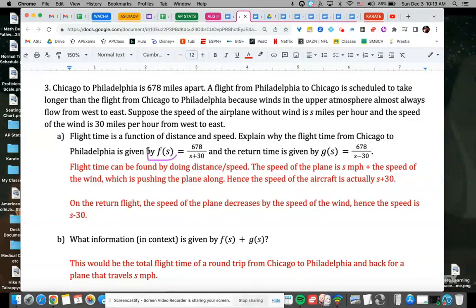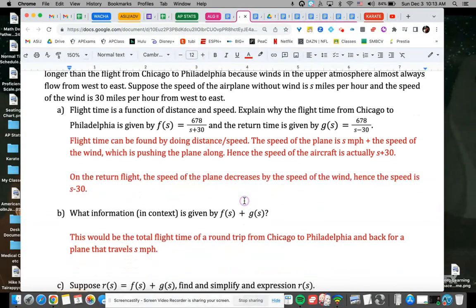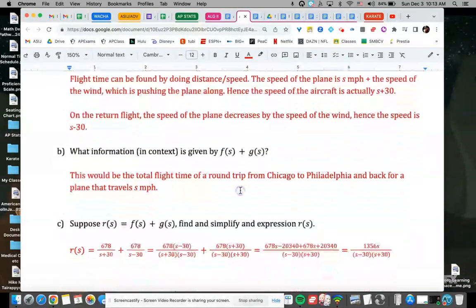They're just trying to figure out. So F is the time. It's the time in hours. So they're asking, what does F represent, right? Well, this is the flight time going one way with the wind behind you. And then G is the flight time going back with the wind against you. Okay, so that's why I have S plus and S minus. All right, and it describes it there.